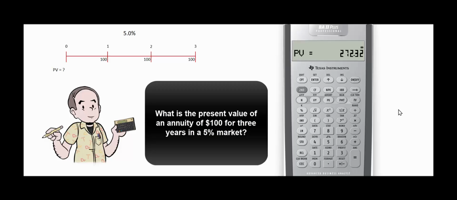By the way, what does that mean? What that means, if somebody comes to you and says, would you rather have $100 every year for 3 years, or would you rather have $272.32 today? The answer is those are the same amounts of money in a 5% market. Those are exactly the same.